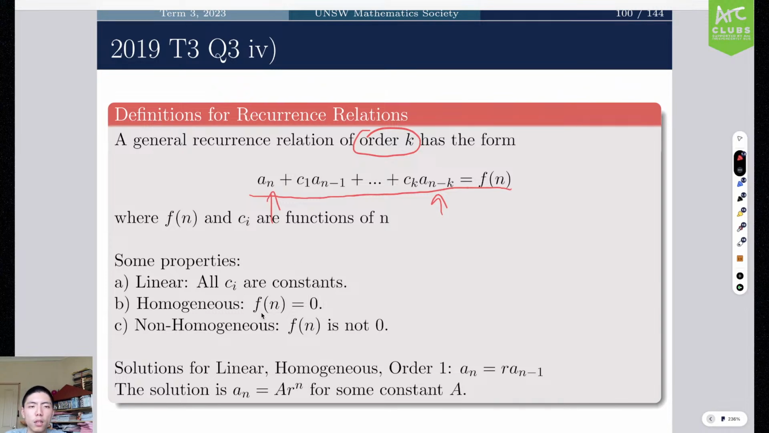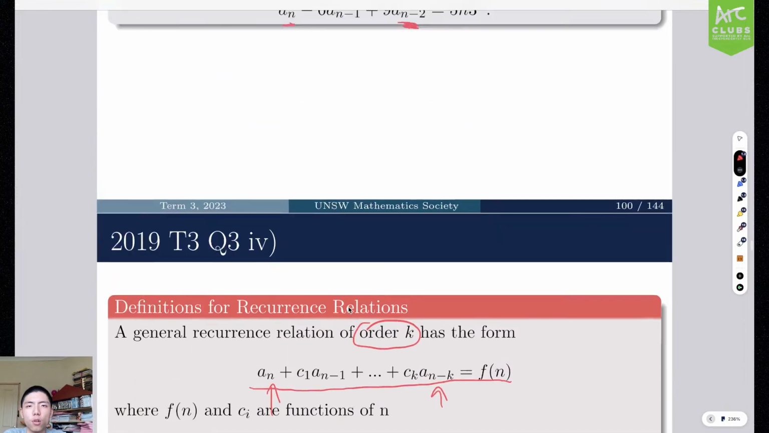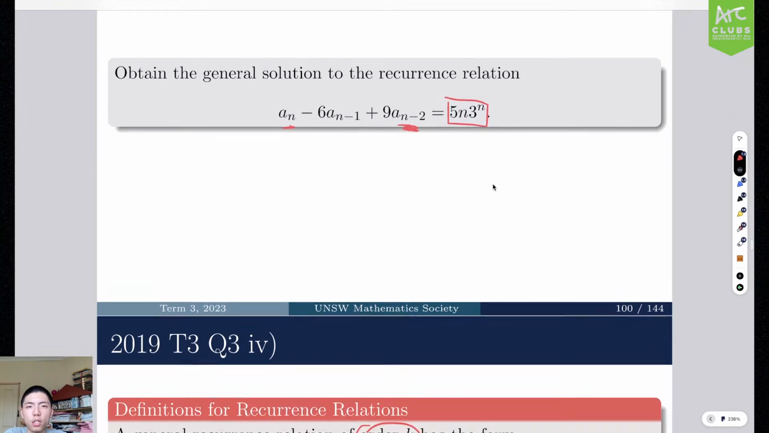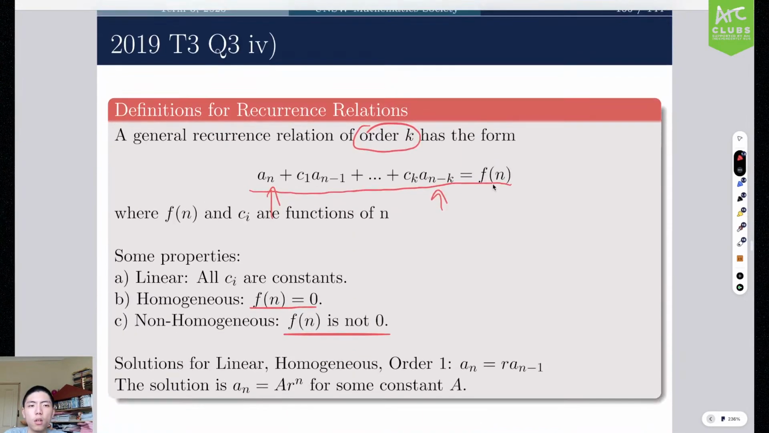Also, f(n) equals 0 means that this is homogeneous, and f(n) not equal to 0 means that this is going to be non-homogeneous. So since the right hand side here does not contain any a_n's, and this is actually non-zero, that means this is a non-homogeneous recurrence relation. Okay, it is linear if all of the things in front of it are constants. And so if it is linear, homogeneous, order 1, then a_n equals r a_{n-1}, and this would be the simple solution for this kind of equation here.